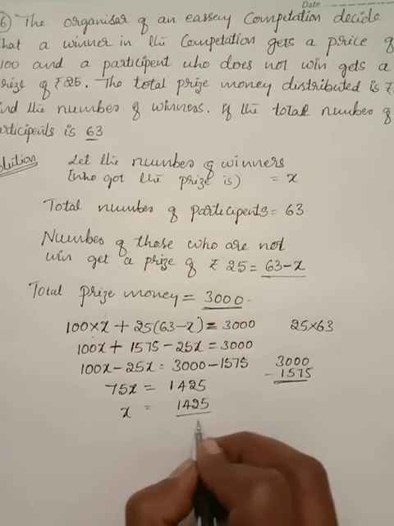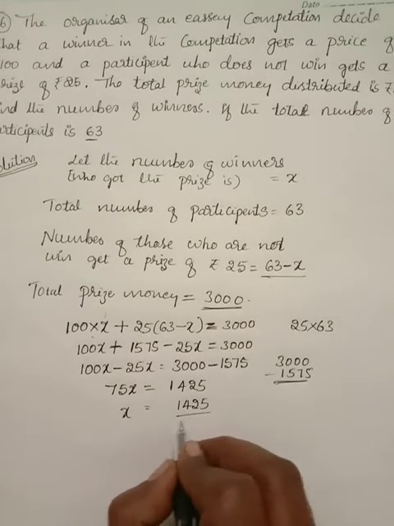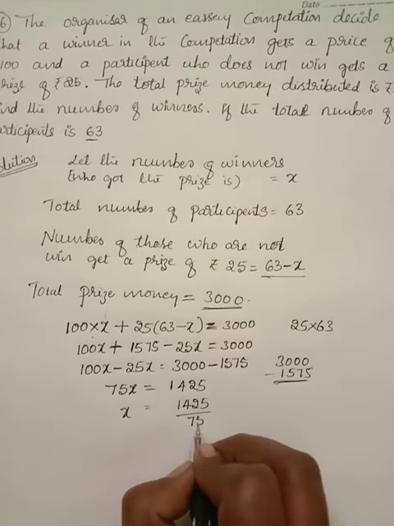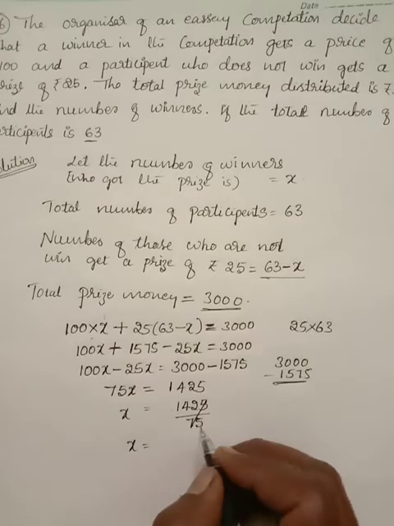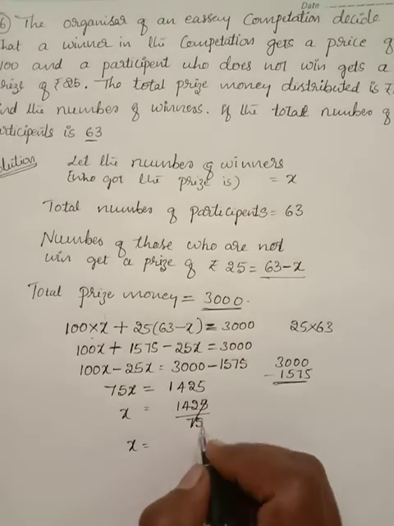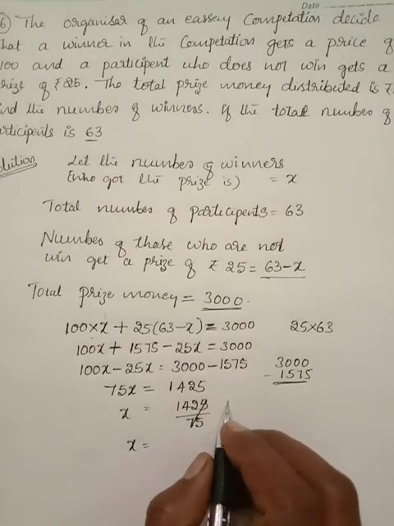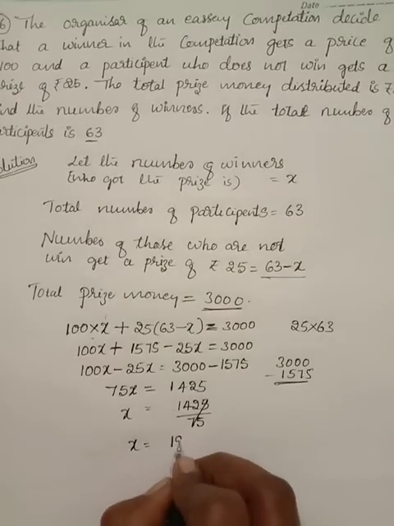divided by 75, x is equal to 1425 divided by 75. Then we just simplify it. You divide by 5. So we take 75 and divide by 5. The value of x is 19.